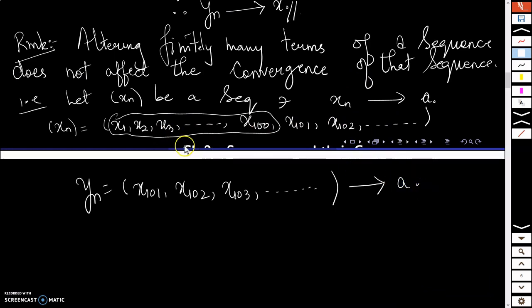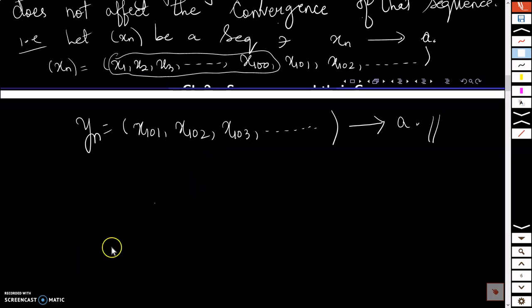So altering, meaning removing finitely many terms or changing finitely many terms of the sequence, does not change the convergence of the sequence. If the original sequence was converging, then the new sequence will also converge. And why only 100? You can remove any finitely many terms from the sequence and still the sequence will converge to the same point. Even if you remove 1 lakh terms from the sequence, the new sequence that you get will also converge to the same limit. So this proves property number 2. So this finishes property number 2.